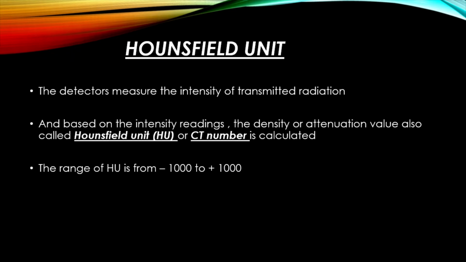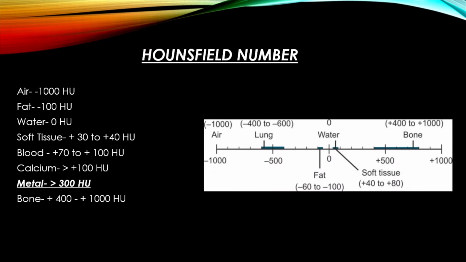The detectors measure the intensity of transmitted radiation, and based on the intensity readings, the density or attenuation value, which is also called Hounsfield unit or CT number, is calculated. The range of Hounsfield unit is from -1000 to +1000. The -1000 will appear as black and +1000 will appear as white on CT scan.